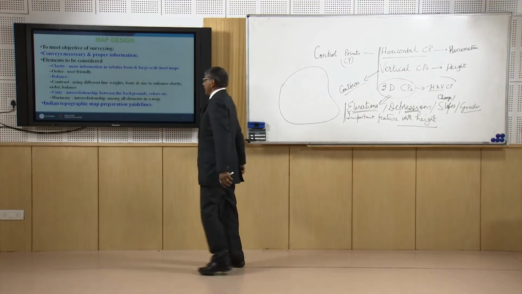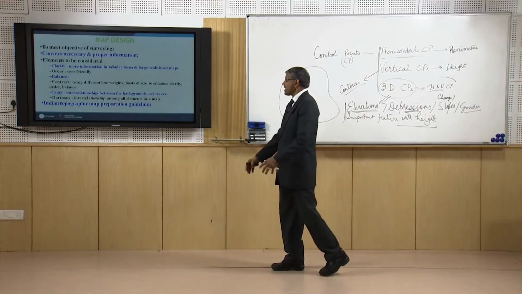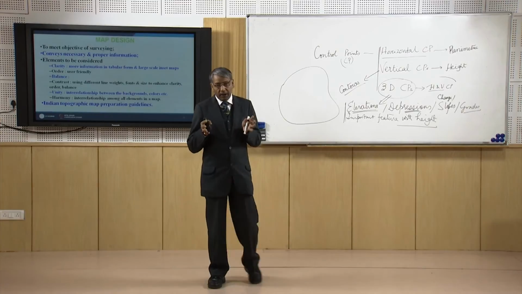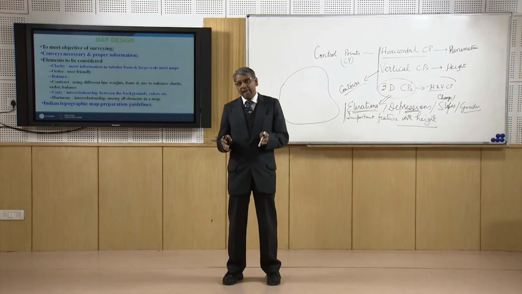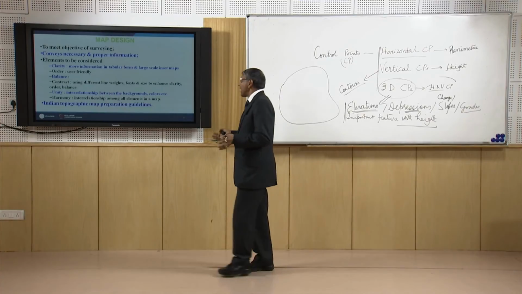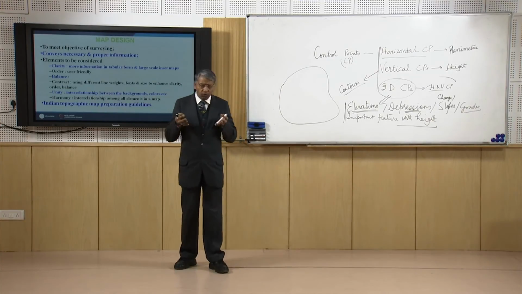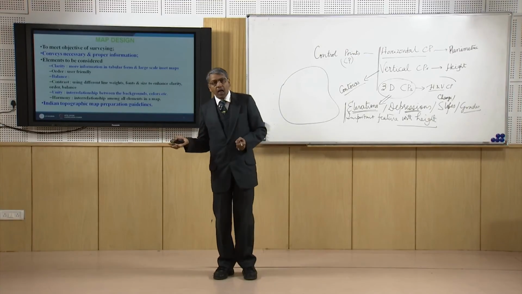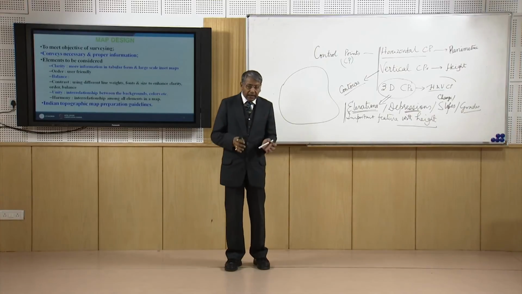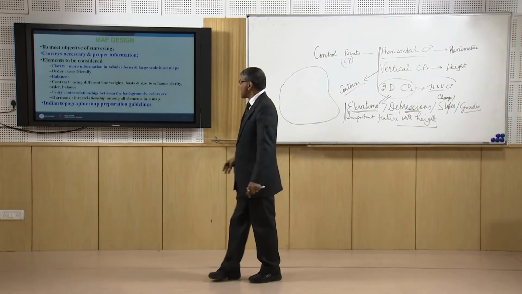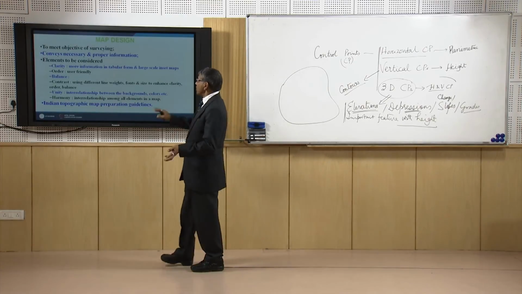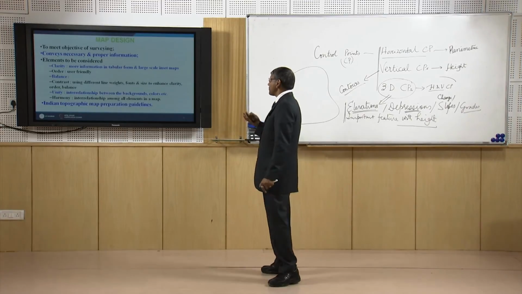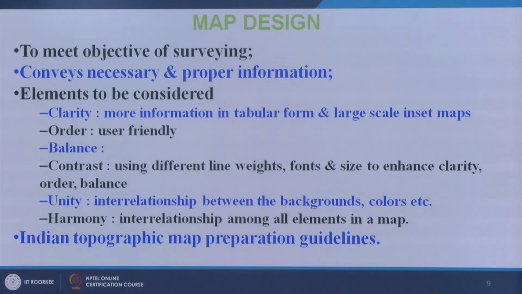Now, clarity, from the name itself you can understand that the map ultimately should be very clear for the user to understand or to read. Sometimes we may find that we need to provide more information than the map can really depict. In that case, we have to make use of some table, or we need to give an inset design of some portion of the map at a larger scale. In that way we can increase the clarity as well as provide more information.